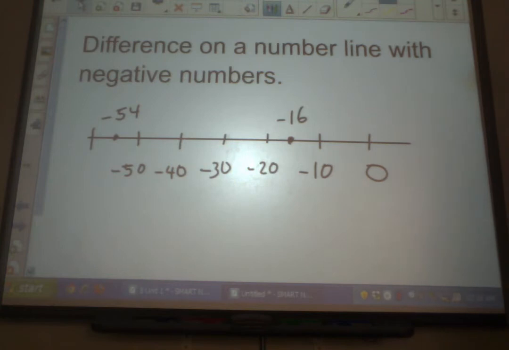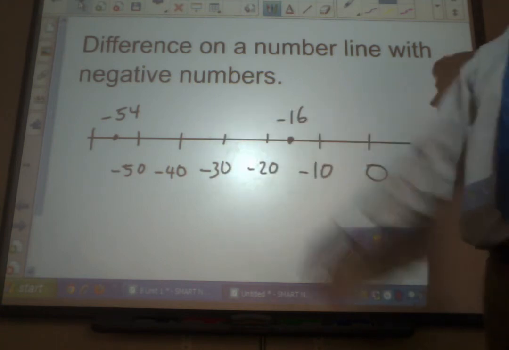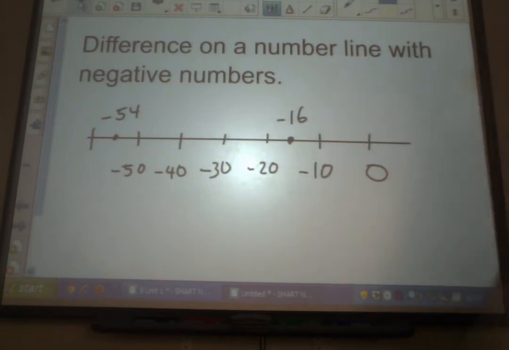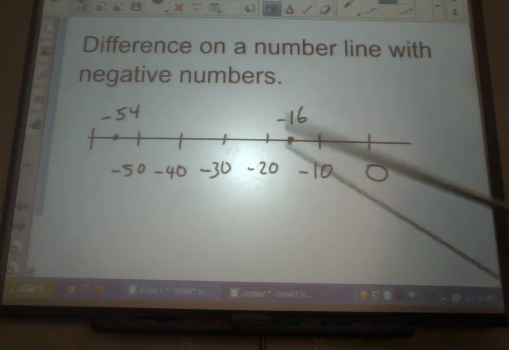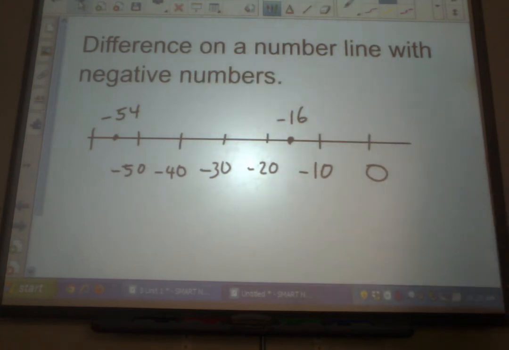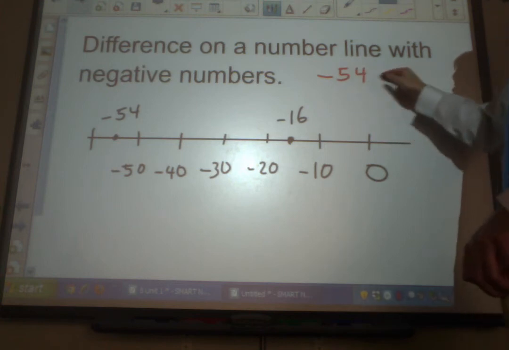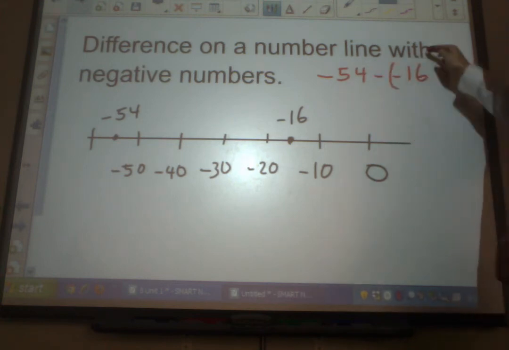Well, let's finally look at what happens if we only use negative numbers. On this number line, our zero is over here, and we've got only negatives counting by 10. We've got a point at negative 54 and a point at negative 16. Well, what happens? We need to once again take the difference between these two. Let's see if it still works. And this time, just for fun, let's take negative 54 first. We'll take the smaller number first. So negative 54 minus negative 16.